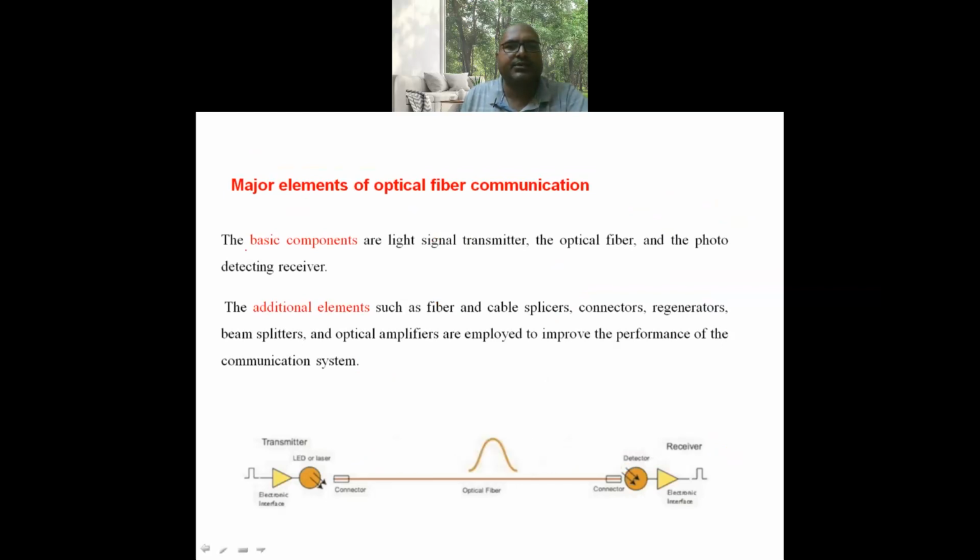Just go through the basic components and additional components. Just now we discussed that the transmitter generates the optical signal and the receiver receives the optical signal. Here, after traveling some distance, pulse broadening takes place. Pulse broadening and other dispersions can be taken care of by the regenerator circuit.